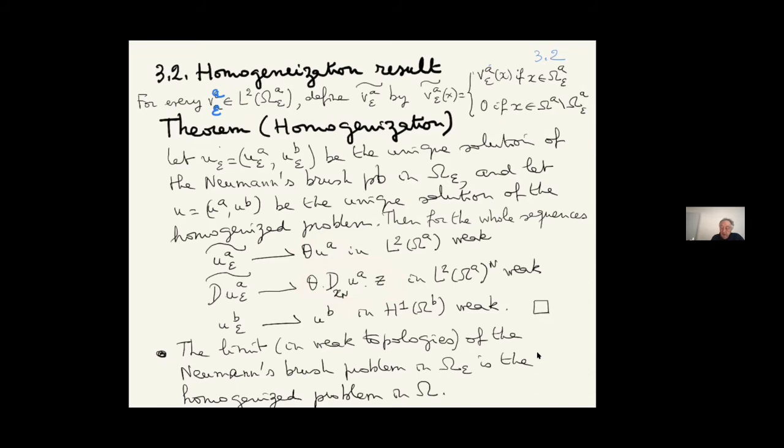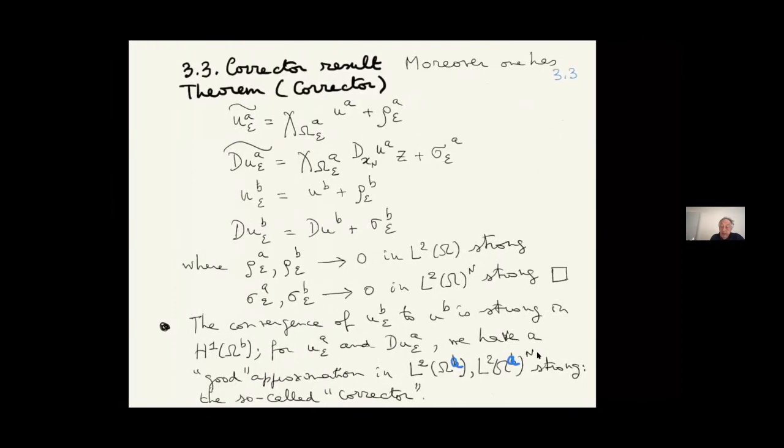Okay, so the result is, in brief, that the weak limit of the Neumann-Brush problem in Ω^ε is the homogenized problem in Ω. Note that we chose a strange thing, to denote by θ u_A and not by u_A the limit of ũ_A^ε. And this has great importance in what will follow.